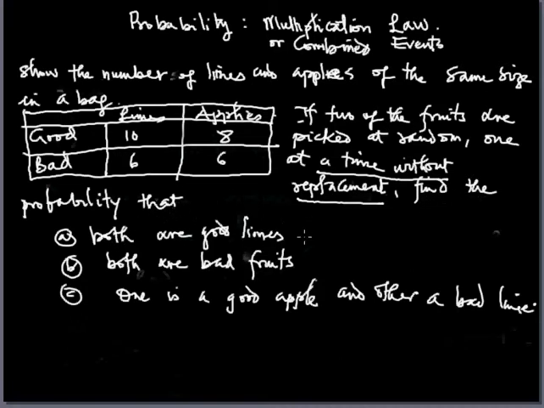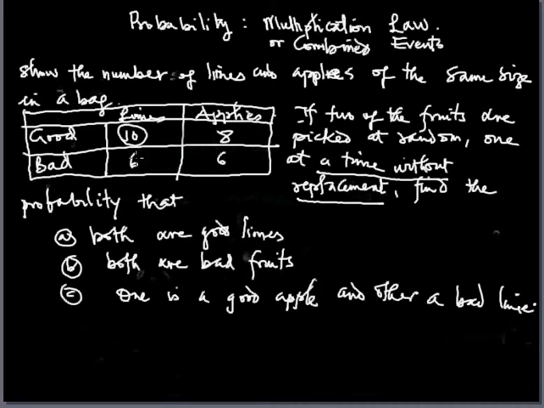Find the probability that both are good limes. Now, this is the lime, this is good. This is what they are talking about, and what they want you to lay emphasis on. Now, both are good limes. The number one thing you need to do is find the number of limes.